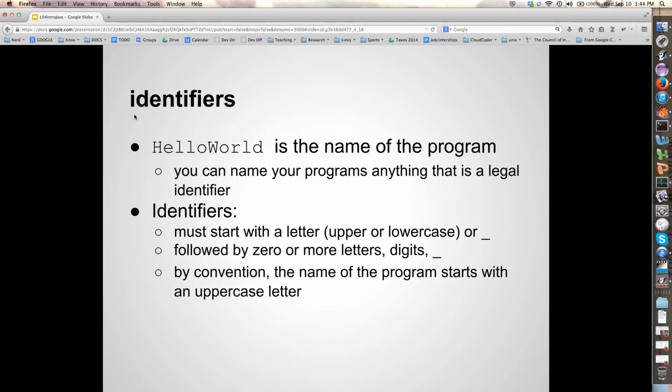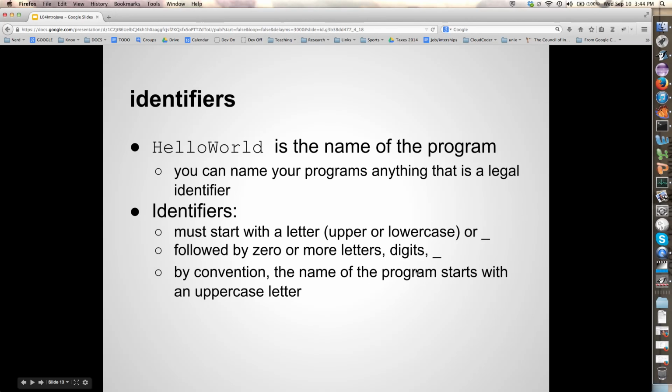So hello world, this is the name we use for the initial program. You can name your programs anything that's a legal identifier. What are the rules for an identifier? Well, it must start with a letter, an upper or lowercase letter, or an underscore. So you have to start with one of those. And then it's going to be followed by zero or more letters, again, either upper or lower case, digits, or underscores. So you can't have any punctuation or anything like that in the name of an identifier.